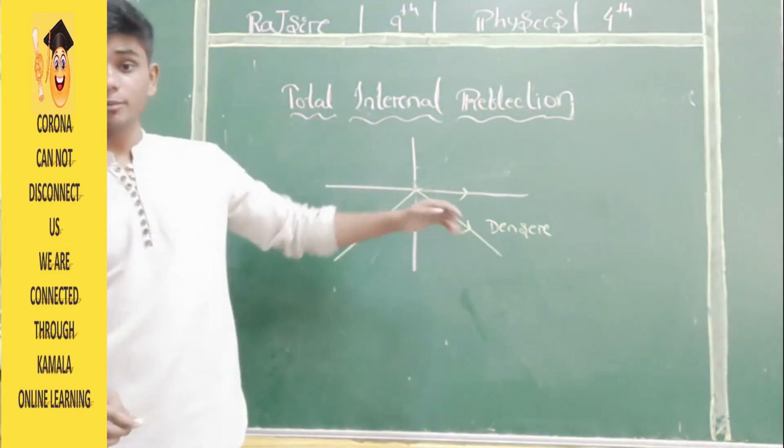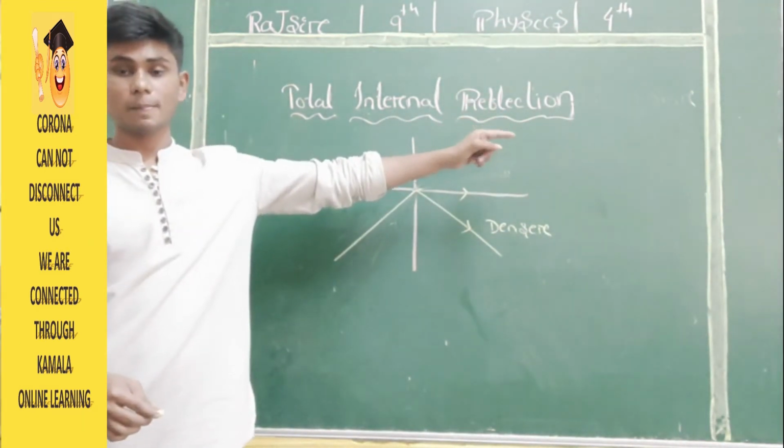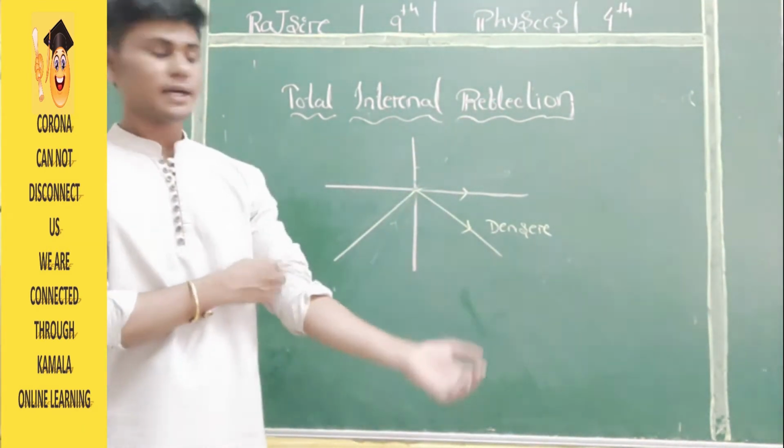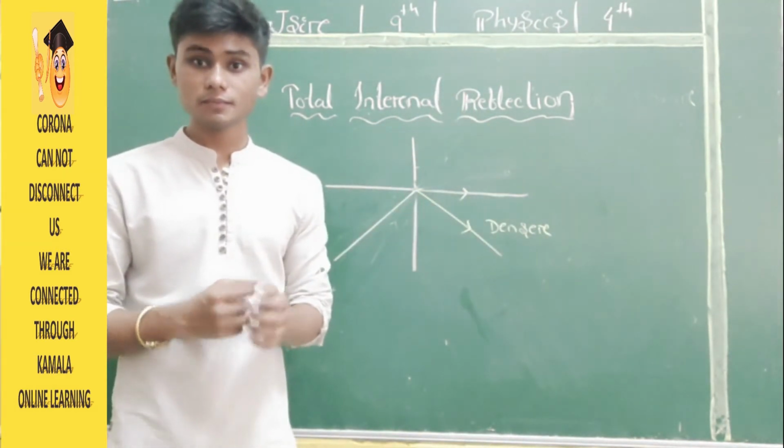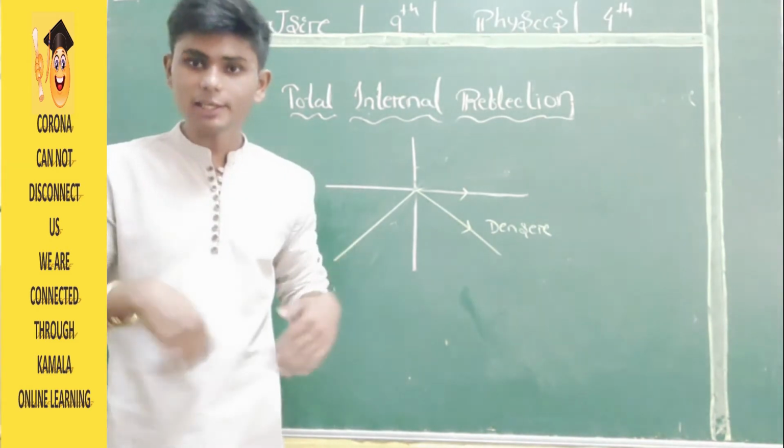It will come into this medium only. It won't go that side. It won't go to the outer medium. मतलब rarer medium में जाएगा ही नहीं. This is what total internal reflection is.